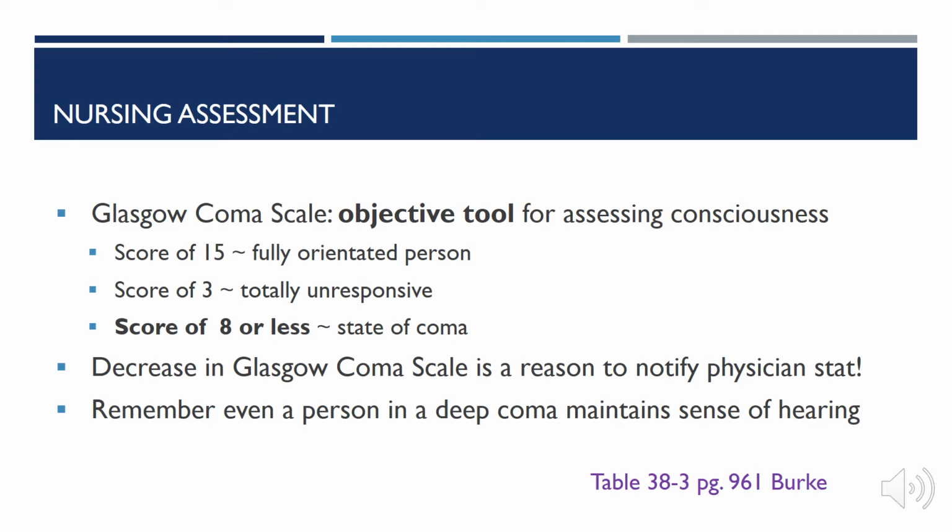A decrease in Glasgow Coma Scale is a reason to notify the physician stat. So if you had a patient and their GCS was 14, one off for confusion, because some of our patients are naturally confused, and all of a sudden you're getting a 12 and they're not even able to talk anymore, that is something we need to notify the provider of stat, okay? Remember, when a person is in a deep coma, they are still able to hear you. So we need to talk to the client, not about the client, especially in their presence. So you can look at the table on page 961 in Burke for more assistance with the Glasgow Coma Scale.